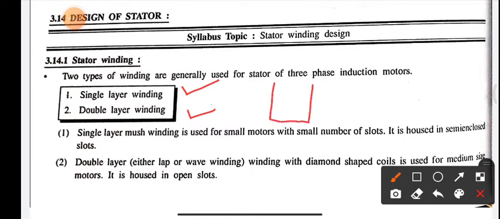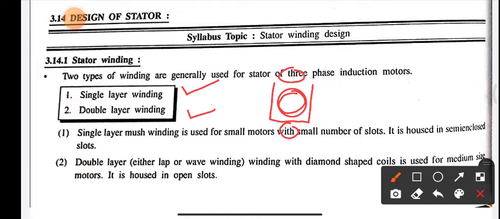Suppose this is a stator slot and you are placing one coil side here. Okay, one conductor is being placed here. So no other conductor will be placed above this conductor and below this conductor. This slot completely belongs to only this conductor. Then this type of winding is called single layer winding. That means one slot consists of only one coil side, with no other coil side at the top or at the bottom, right? So this is known as a single layer winding.